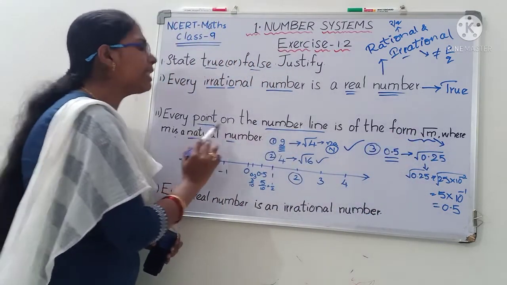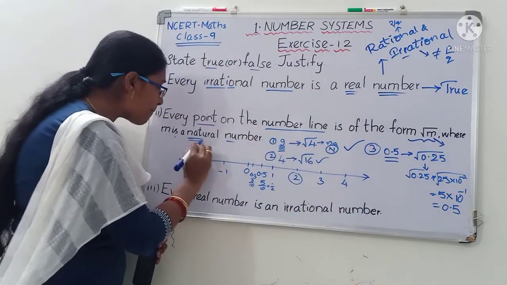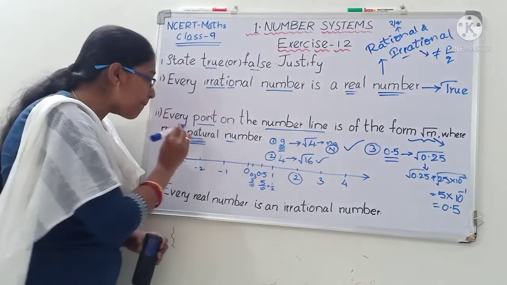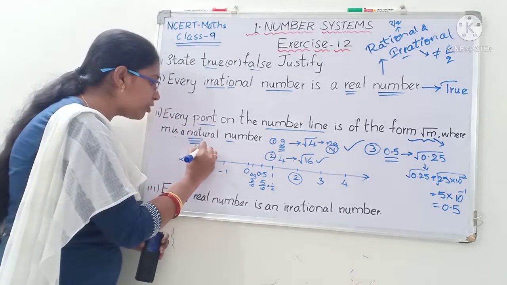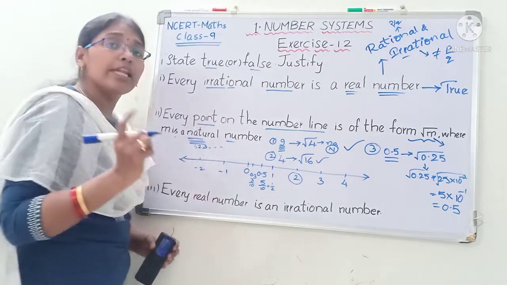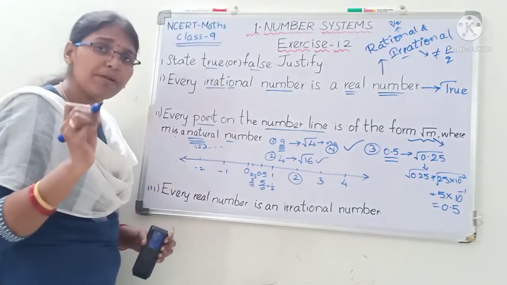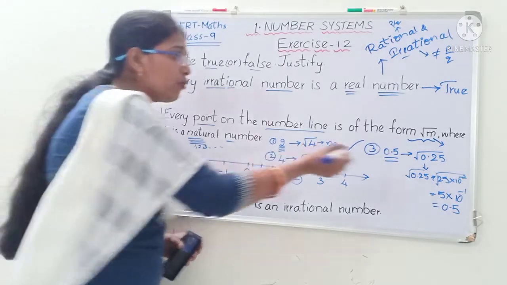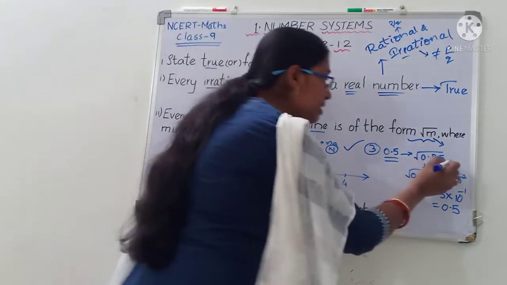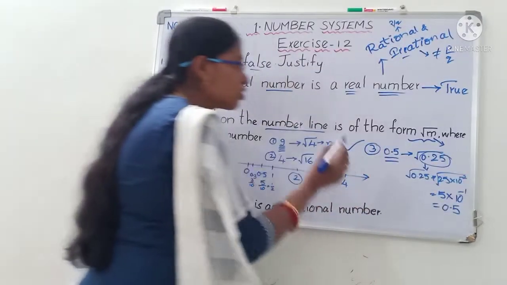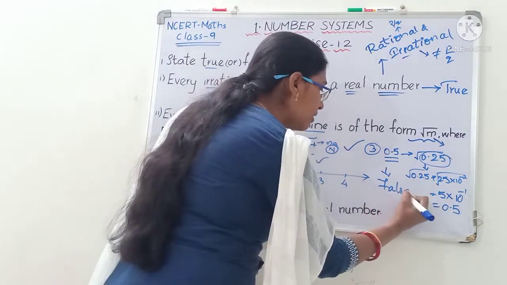But in the question they are telling every point on the number line is of the form root m, where m is a natural number. Children, observe this carefully. Natural numbers start with 1, 2, 3 and so on. They cannot be in the form of a decimal number. They cannot be in the form of a fraction. Now you got root of 0.25, a decimal number. This is not a natural number. So this statement becomes false in this case.